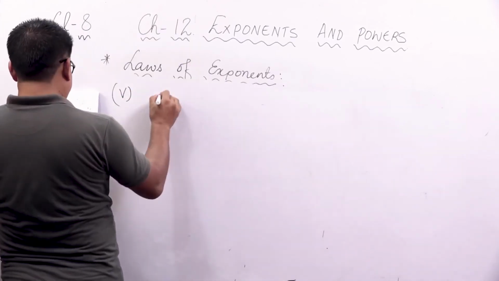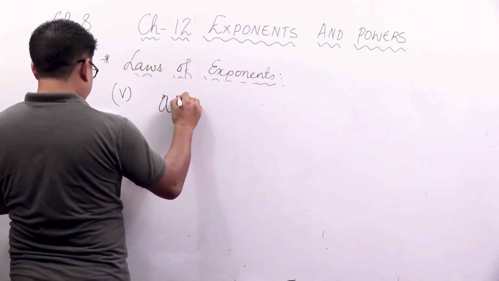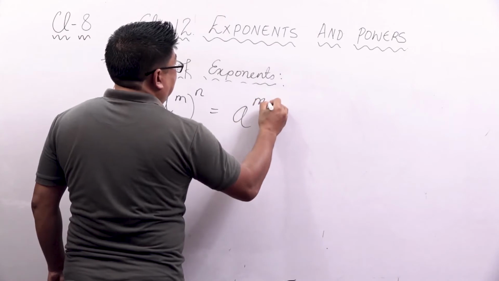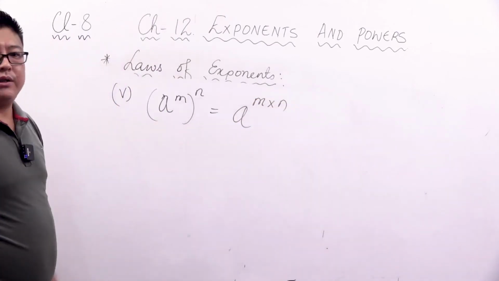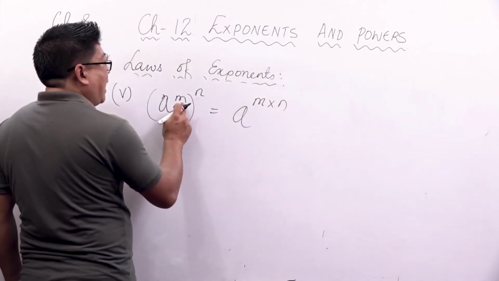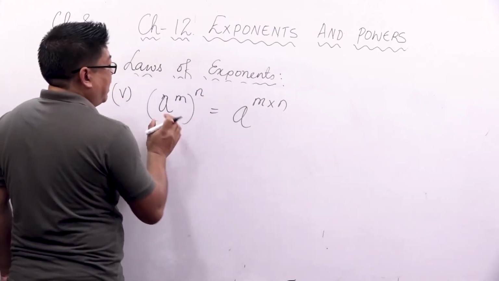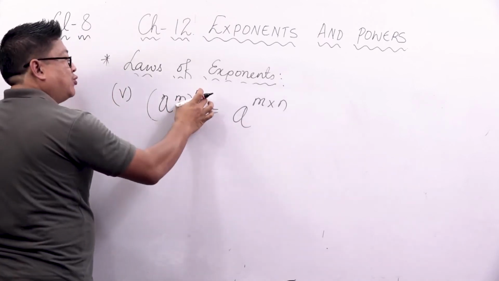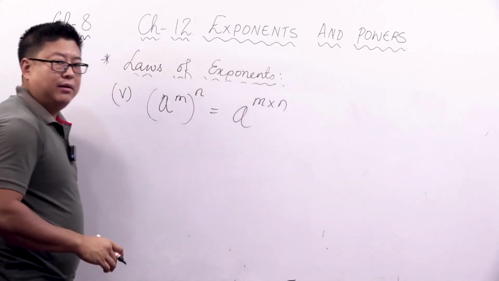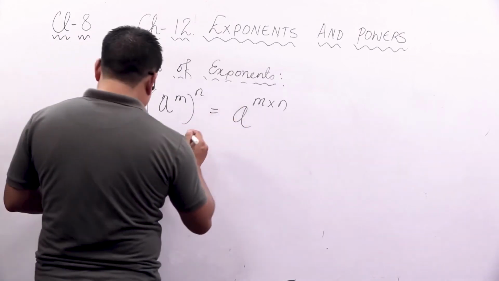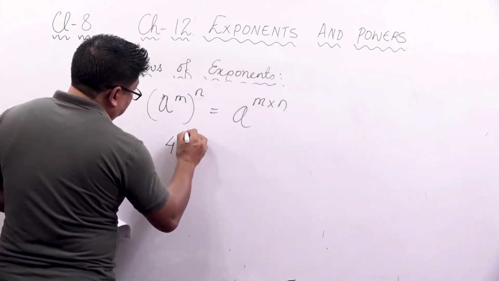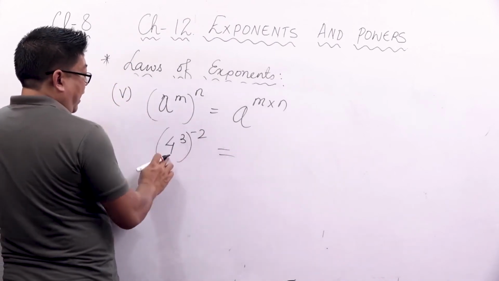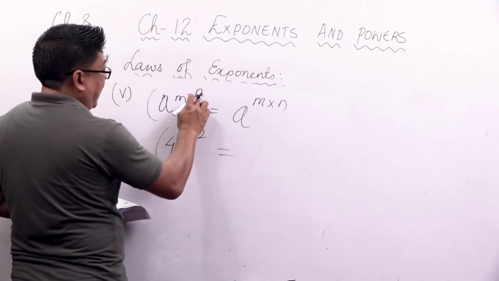In the fifth, we have a to the power m, the whole to the power n, is equal to a to the power m into n. This is power of powers. So we will take the base as it is, and these two powers will be multiplied. For example, I have 4 to the power 3, the whole to the power minus 2. So here 4 is your a, 3 is m, and n is minus 2.